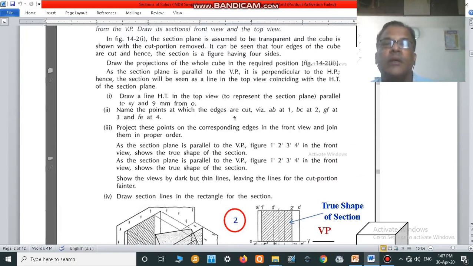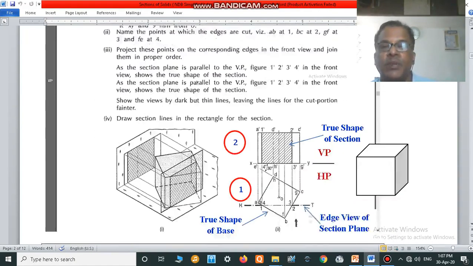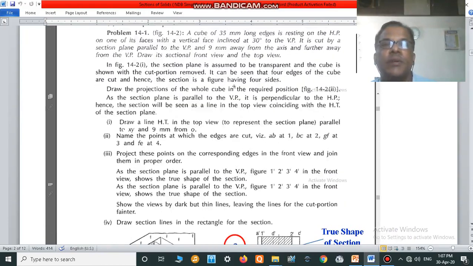Then the cutting plane is given here. So it is cut by the section plane parallel to VP. When it is parallel to VP, it is perpendicular to HP. So when this cutting plane is perpendicular to HP, in the HP you can see the edge view. Now this edge view is parallel to the reference line at some distance. What is the distance given? 9 mm away from the axis.